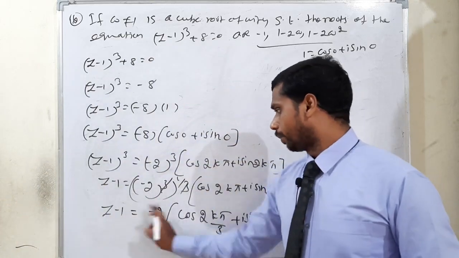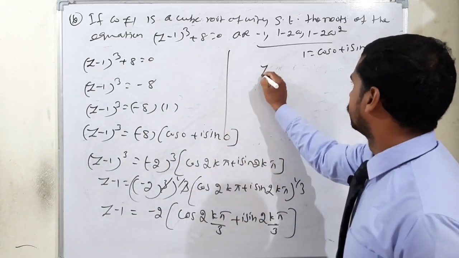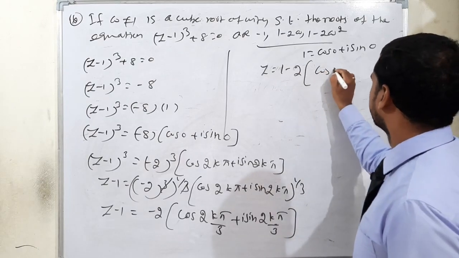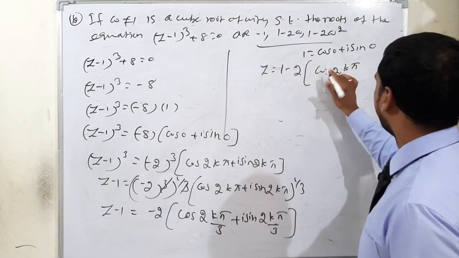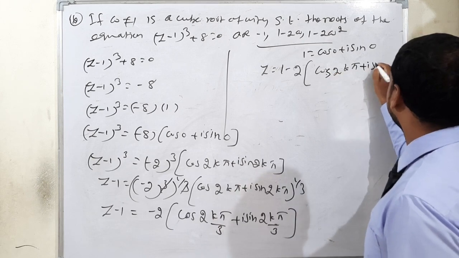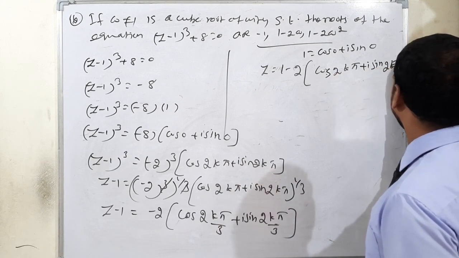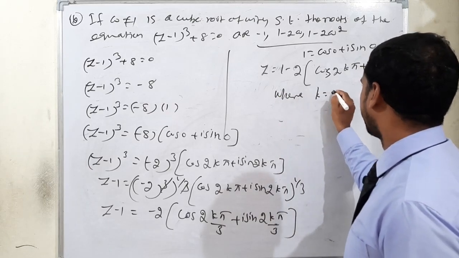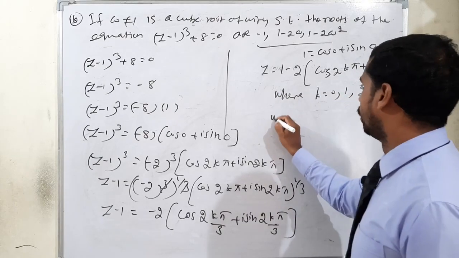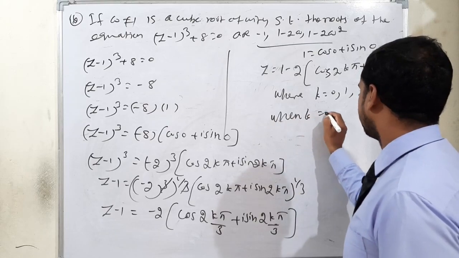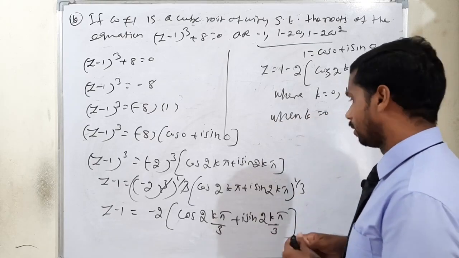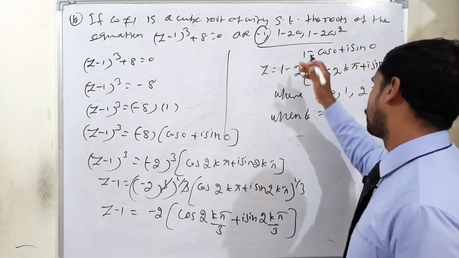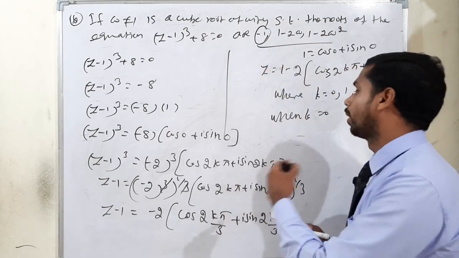So again, bring the minus 1 to the opposite side, so Z is equal to 1 minus 2 [cos 2kπ by 3 plus i sin 2kπ by 3], where k is equal to 0, 1, 2. So when k is equal to 0, the value will become minus 1. If it is minus 1, it proves it's correct; the value also should become minus 1.